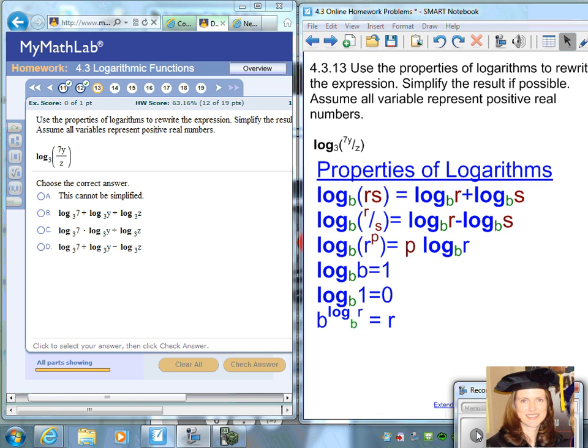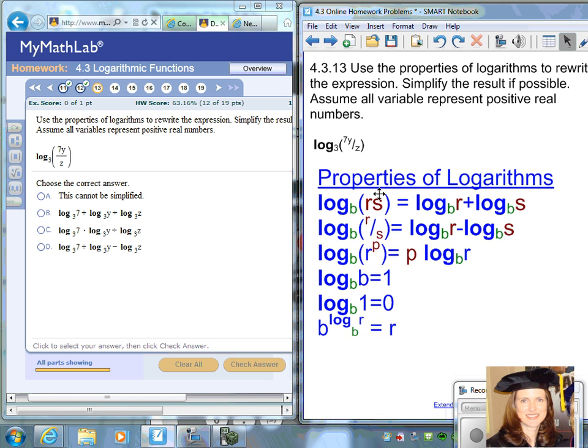For question number 13, we want to use the properties of logarithms to rewrite the expression. Simplify the result if possible and assume that all variables represent positive real numbers. Now these are the properties of logarithms. I have these in blue here. We have properties of logarithms.